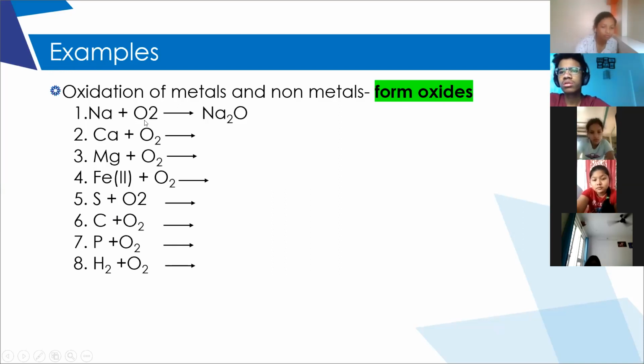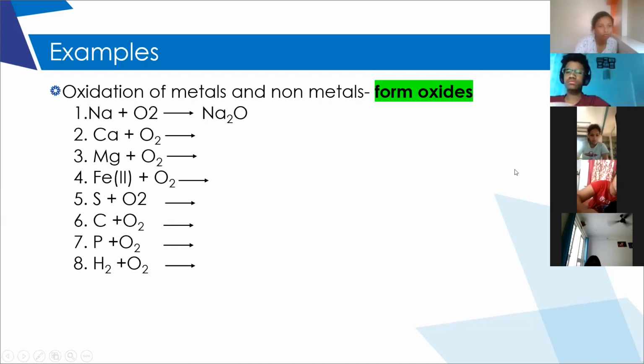Right, now can you all complete these reactions? Sodium plus oxygen, sodium oxide. The name will be the element plus oxygen, that oxide: metallic oxide and non-metallic oxide. Calcium plus oxygen, calcium oxide. Magnesium plus oxygen, magnesium oxide. Right? So complete these equations. Complete these equations, all of you.